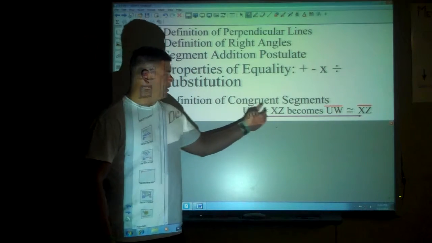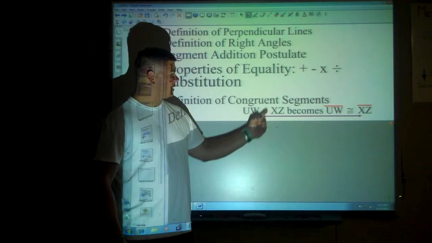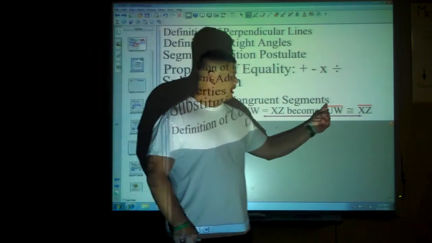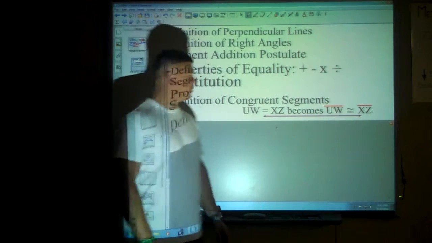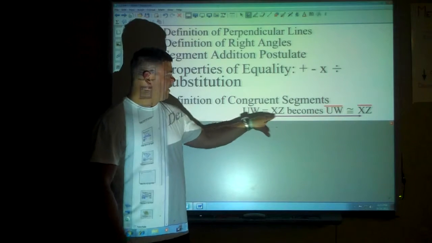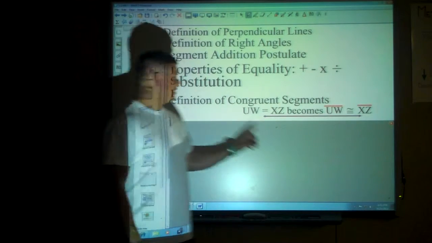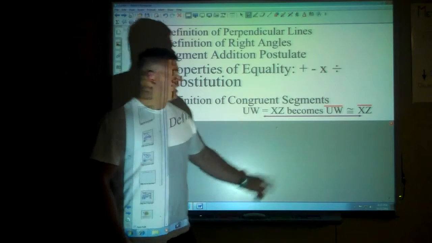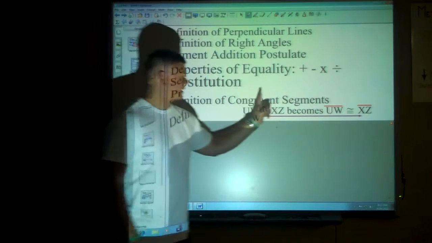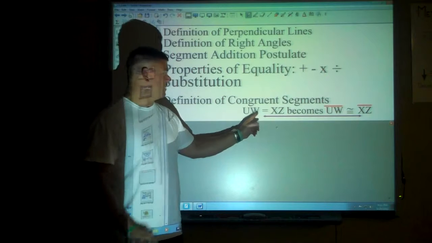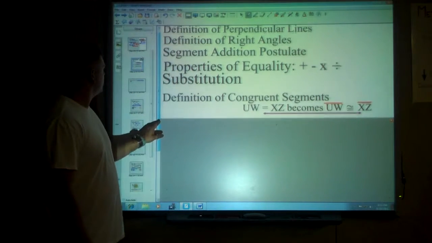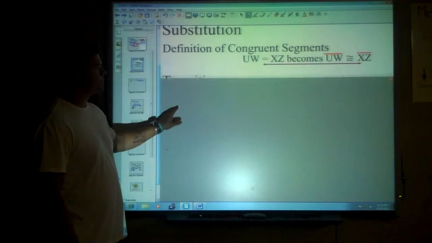So look at this very carefully. This one does not have the lines above it, and it says equals. This one has the line segments above it, and it now says congruent. So if I want to go from this statement to this appearance, that is the definition of congruent segments. If I have this statement and I want to go back to this look, that again is the definition of congruent segments. So be aware of those.